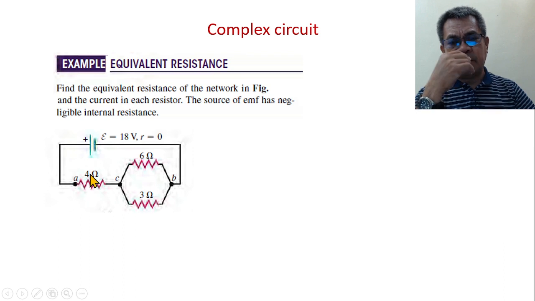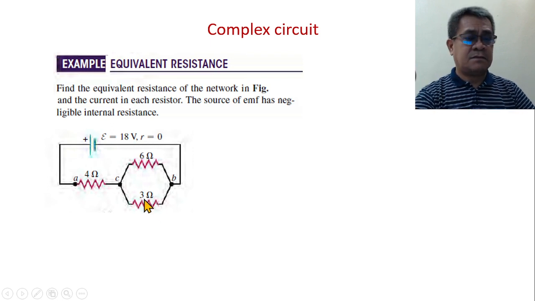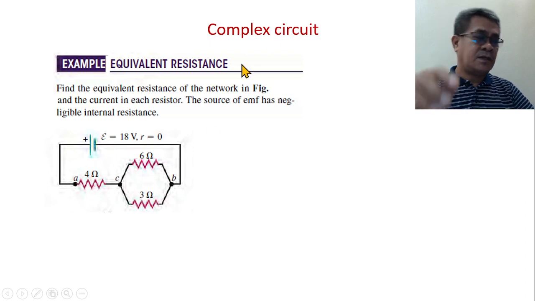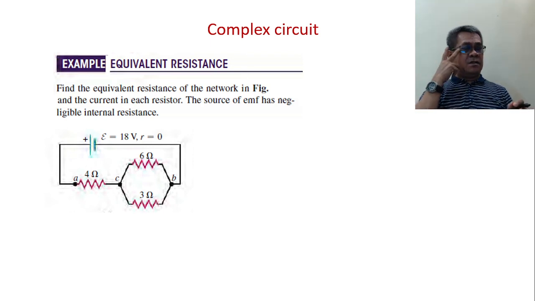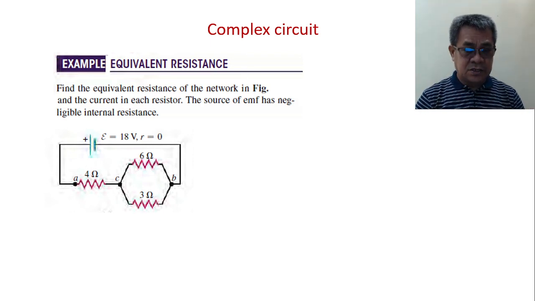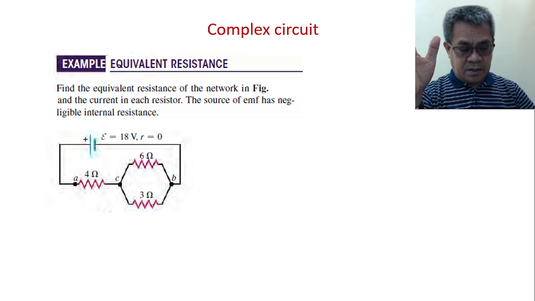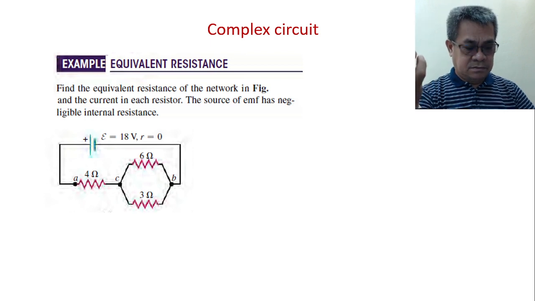Then we have R1, we can call this R1. We have 4 ohms, and we have 6 ohms and 3 ohms are connected in parallel. So 6 and 3 are parallel, and 4 is series to the source. So therefore, this is a kind of complex. Any circuit that contains two connections, series and parallel, is considered a complex circuit. The question is how to provide the solutions to the complex circuits.